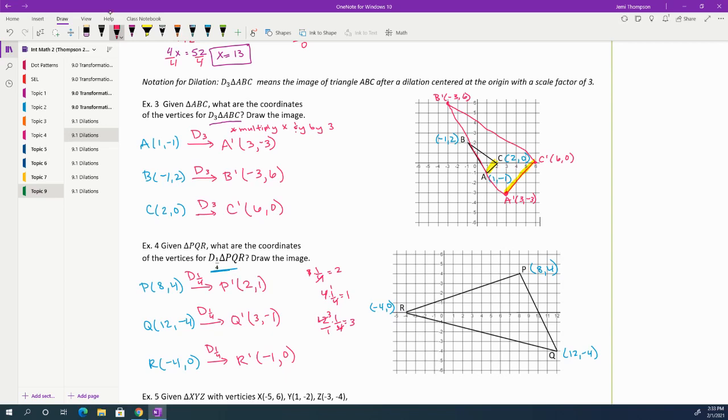All right. So I plot these points. 2, 1 is P prime. Q prime is 3, negative 1. And then R prime is negative 1, 0. This one's a lot easier to draw because the triangle's small. Points are closer together.